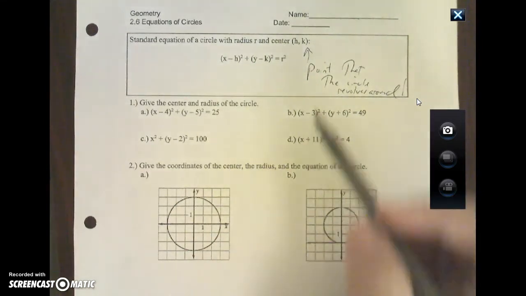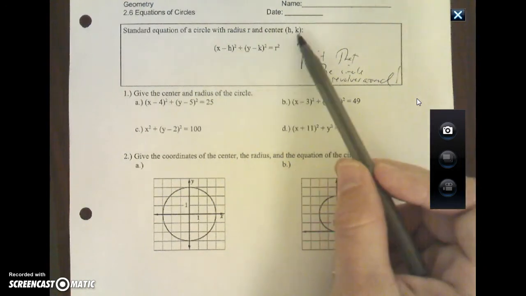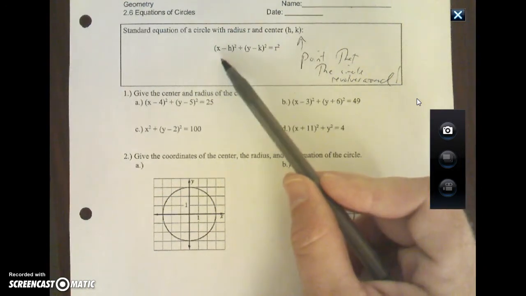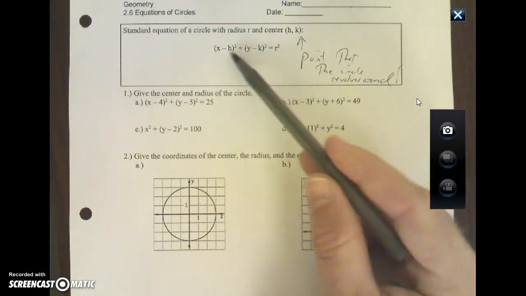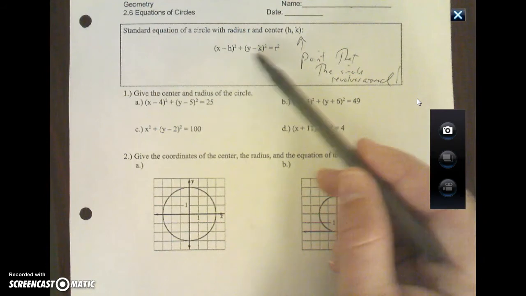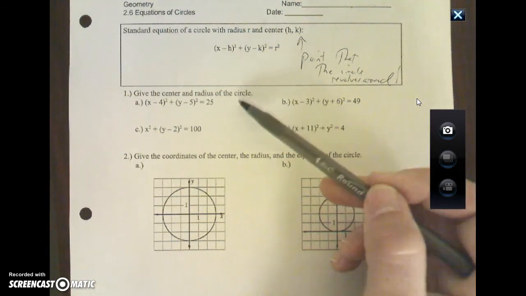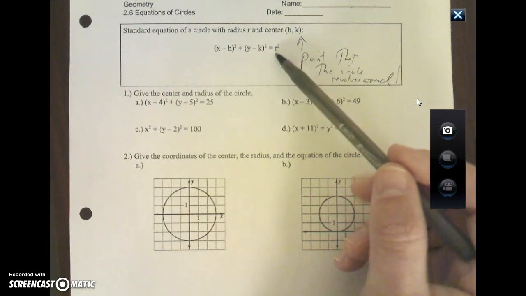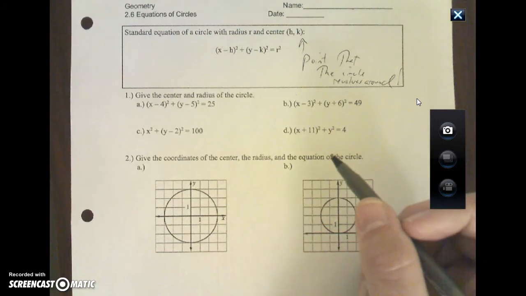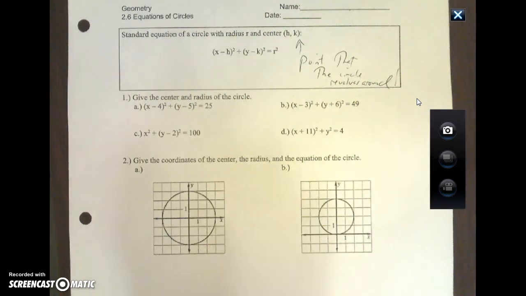Now, when you're looking at this, the only thing that's difficult about it is, please note that the h and k up here are positive, but down here are negative. When you're trying to identify your center, it's just the opposite values. So if it was -3 here, it'd be +3. If it was +4 here, it'd be -4. To find your radius, see how it's r squared? What's the opposite of squaring something? Square root it. So we're just going to square root our number to get our radius.